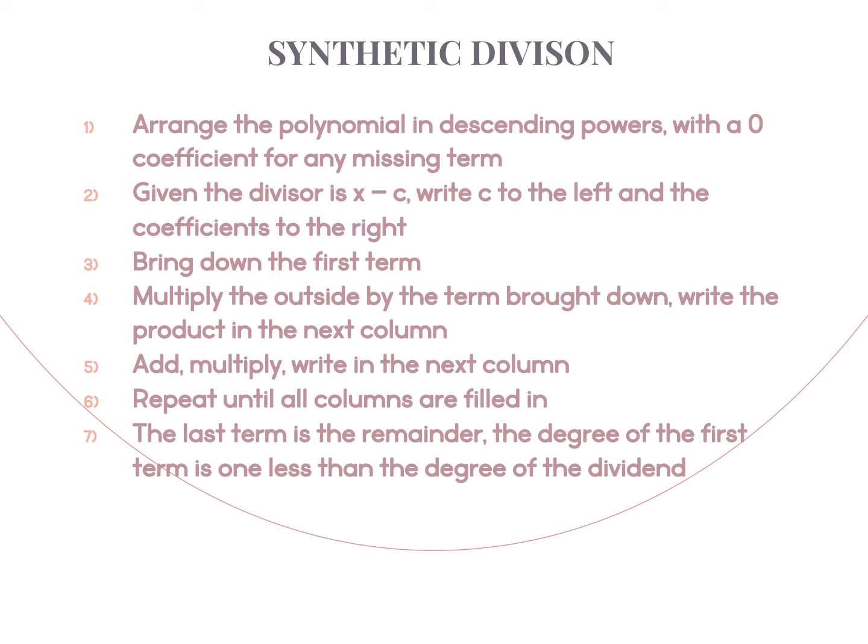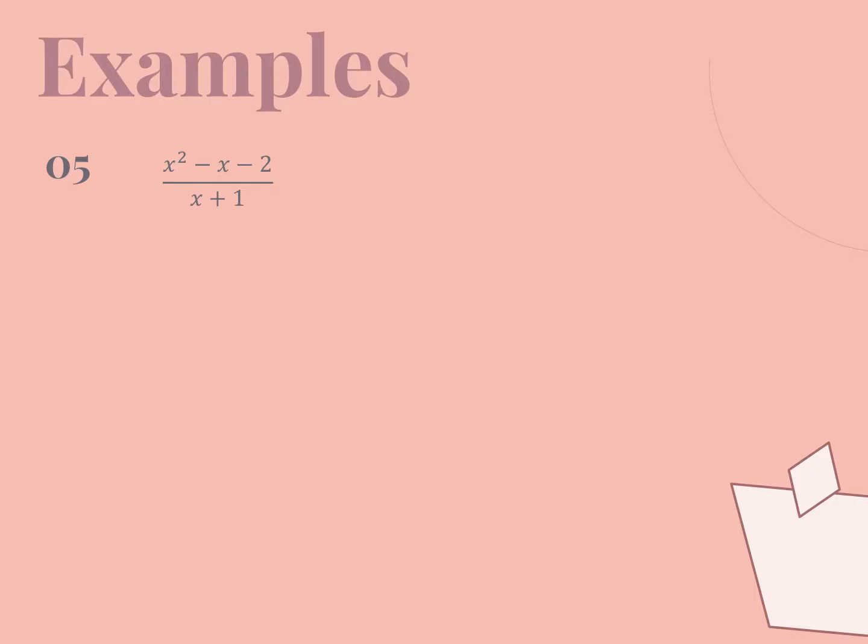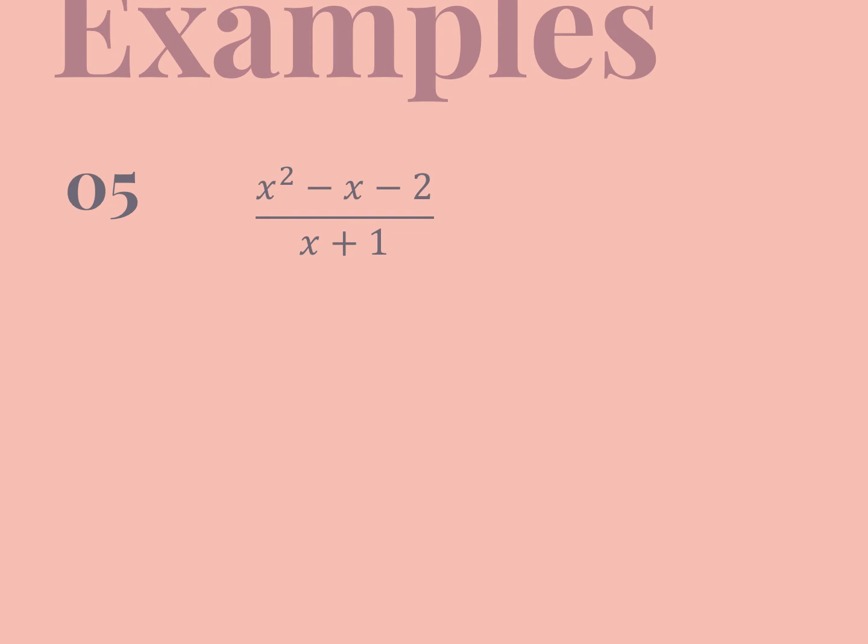So let's go ahead and see what we can do here. You can only use synthetic when you're dividing by a binomial. If it's a trinomial, we have to do long division. So let's try some examples. My first example, I'm only using coefficients now. Technically, this was example number 1. We already did it using long division. Now I'm going to do the same problem using synthetic.